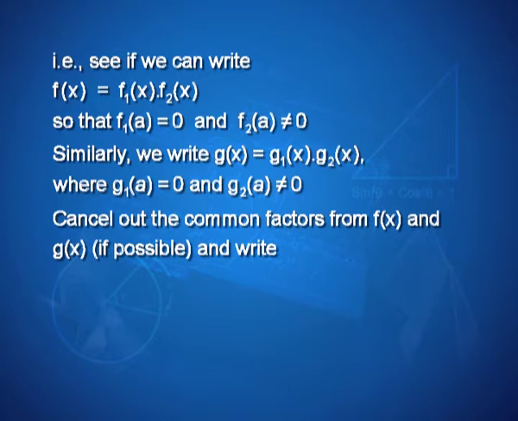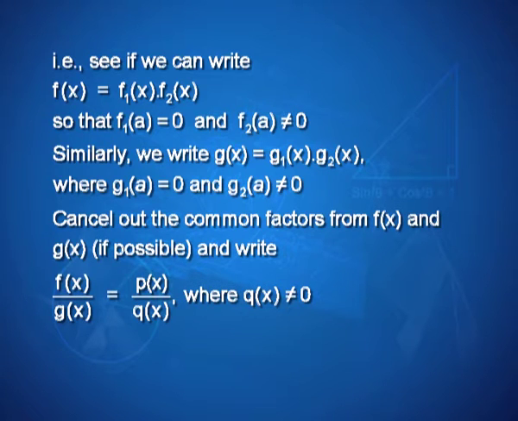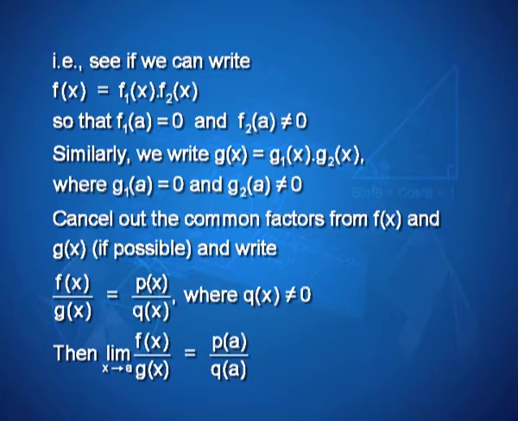Cancel out the common factors from f of x and g of x if possible, and write f of x upon g of x is equal to p of x upon q of x, where q of x is not equal to 0. Then limit f of x upon g of x as x tends to a is equal to p of a upon q of a.